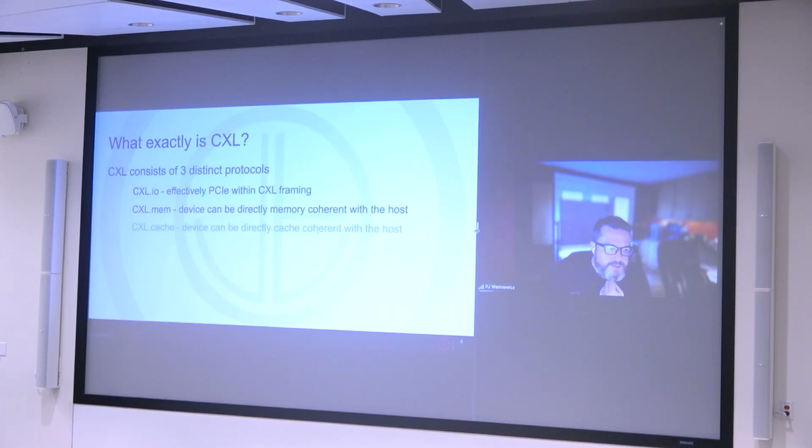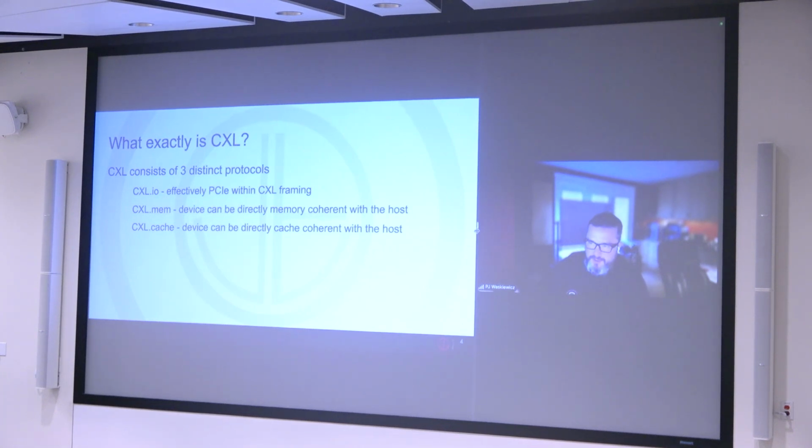So I mentioned that CXL is actually three different protocols, and they are CXL.io. This is effectively PCI Express. If you were to look at a CXL FLIT, which is the datagram within CXL that is equivalent to a PCI Express TLP, CXL.io looks just like PCI Express. So you can see the MMIOs, the memory mapped IOs, reads and writes to memory, the DMAs, all of that traditional PCI Express flow.